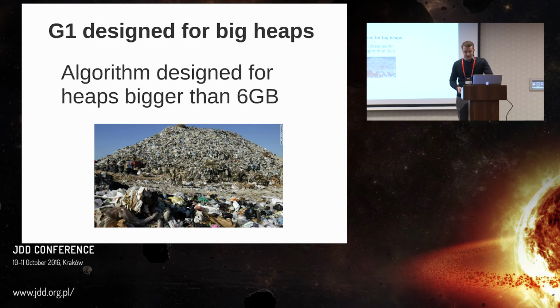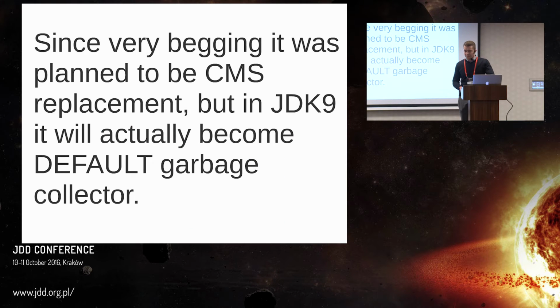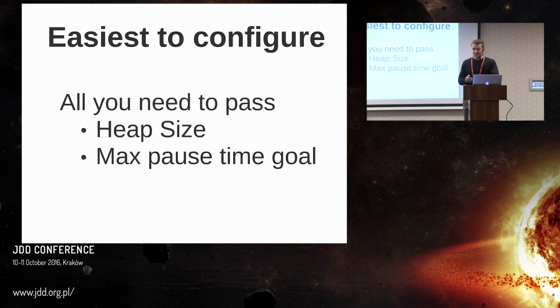So that's why we need another algorithm like G1 that was designed especially for heaps bigger than 6 gigabytes. And since the very beginning, it was designed in a way that it's supposed to be a replacement for CMS. But it's working so good that it exceeded the expectations, and it will actually become the new default in JDK 9. And one of the reasons for this is that this algorithm is the easiest to configure from all the garbage collection algorithms that we have.